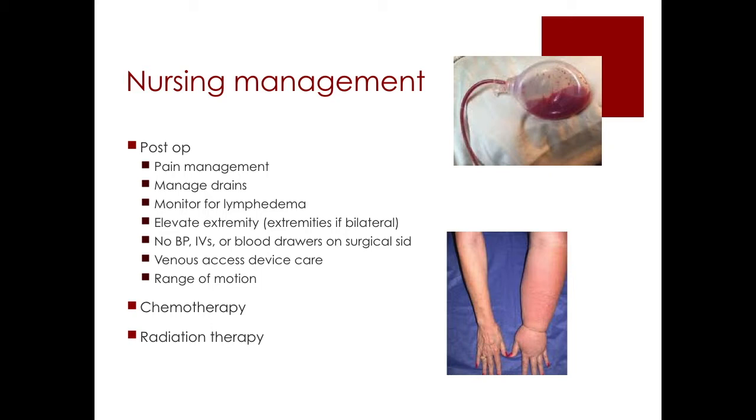Elevate the extremity on the surgical side, and you will need to elevate both extremities if the patient had a double mastectomy. No one is to start an IV, draw blood, or take a blood pressure on the surgical side either. Make sure to post signs so all patient care providers are aware of this. If the patient had placement of a venous access device, the nurse must monitor its healing also. It is not to be used until the surgeon decides it is okay.